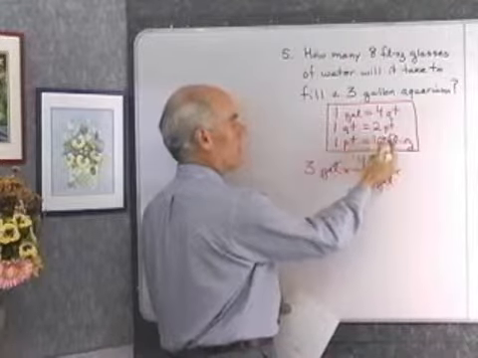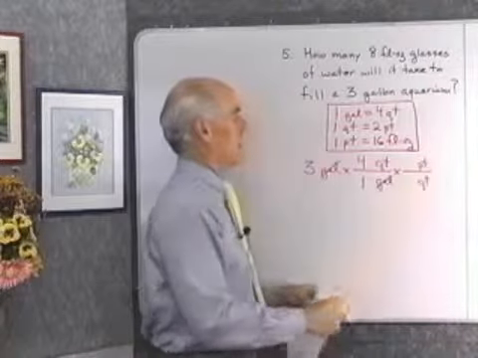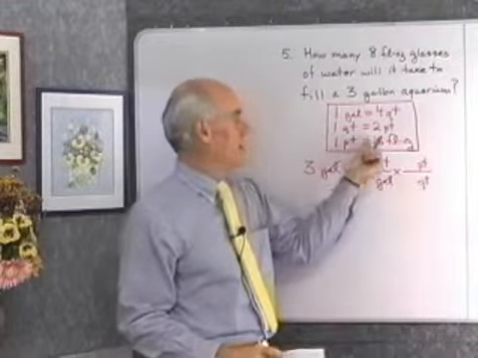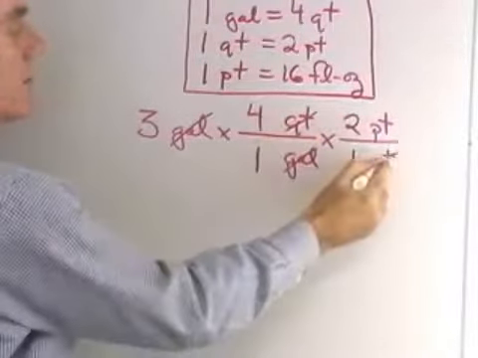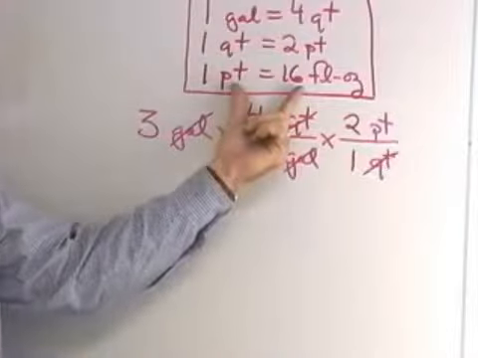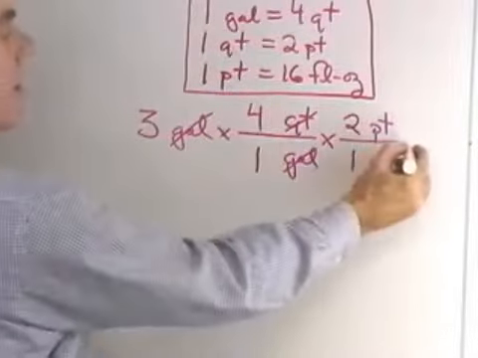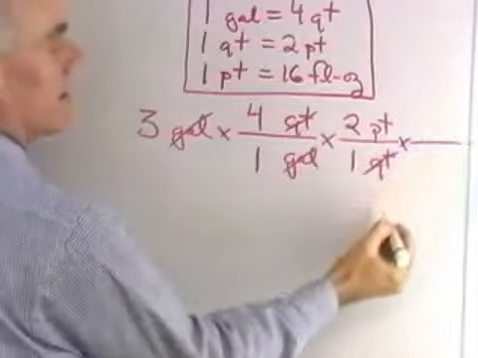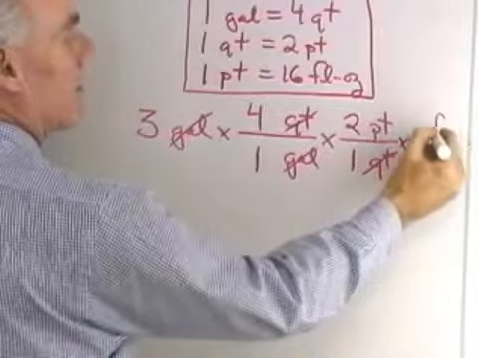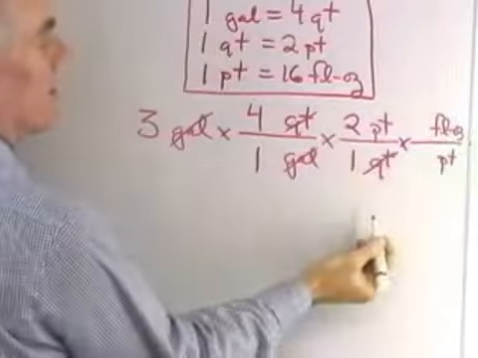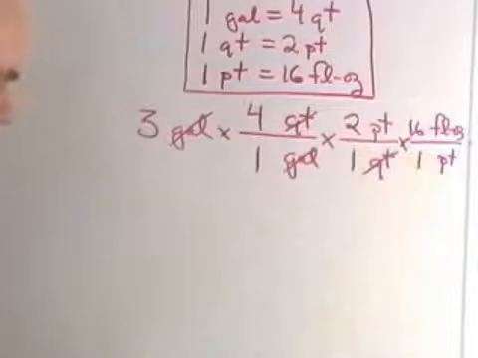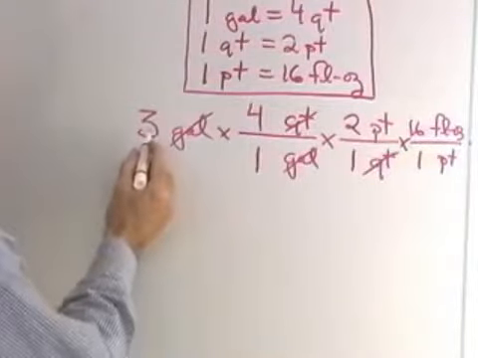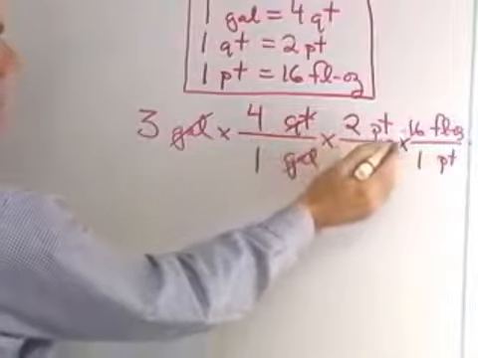I'll go from quarts to pints. So I'll have my quarts divide out, and I'll be left with pints. Here I have 2 pints and 1 quart, so I'll put a 2 here and a 1 here. My quarts have divided out. The last thing is to convert from pints to fluid ounces. I want pints in the denominator, fluid ounces in the numerator. So 16 fluid ounces is the same as 1 pint. Okay, so now I multiply 3 times 4 times 2 times 16.